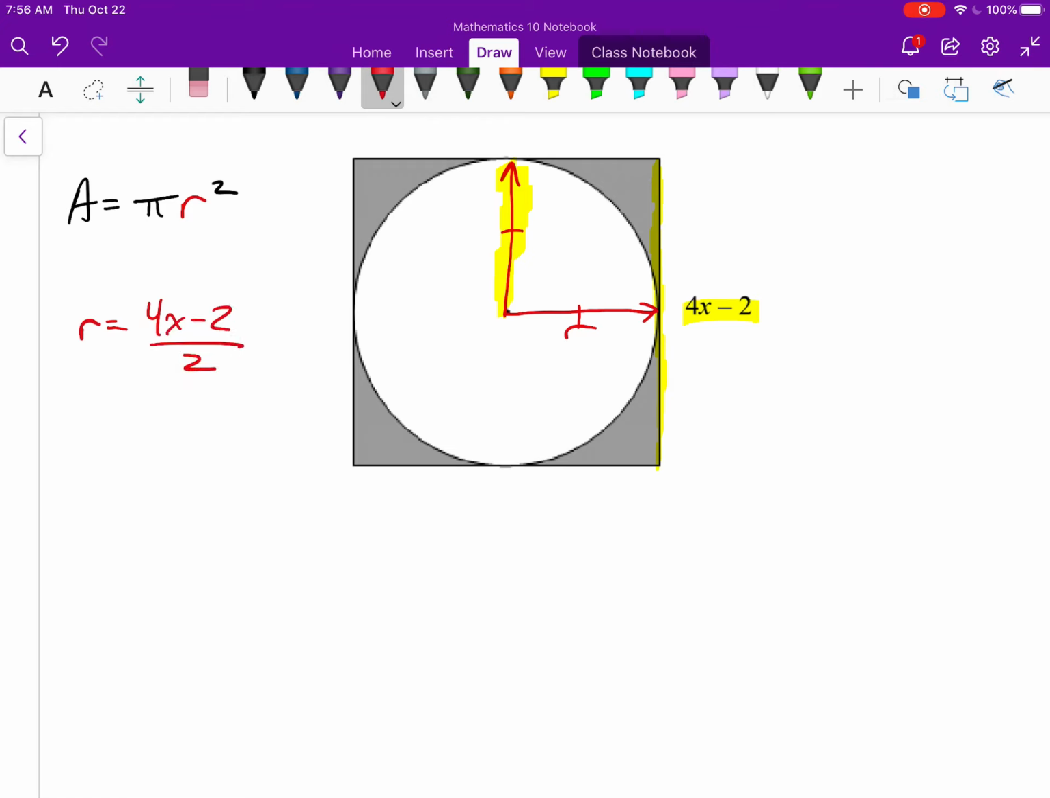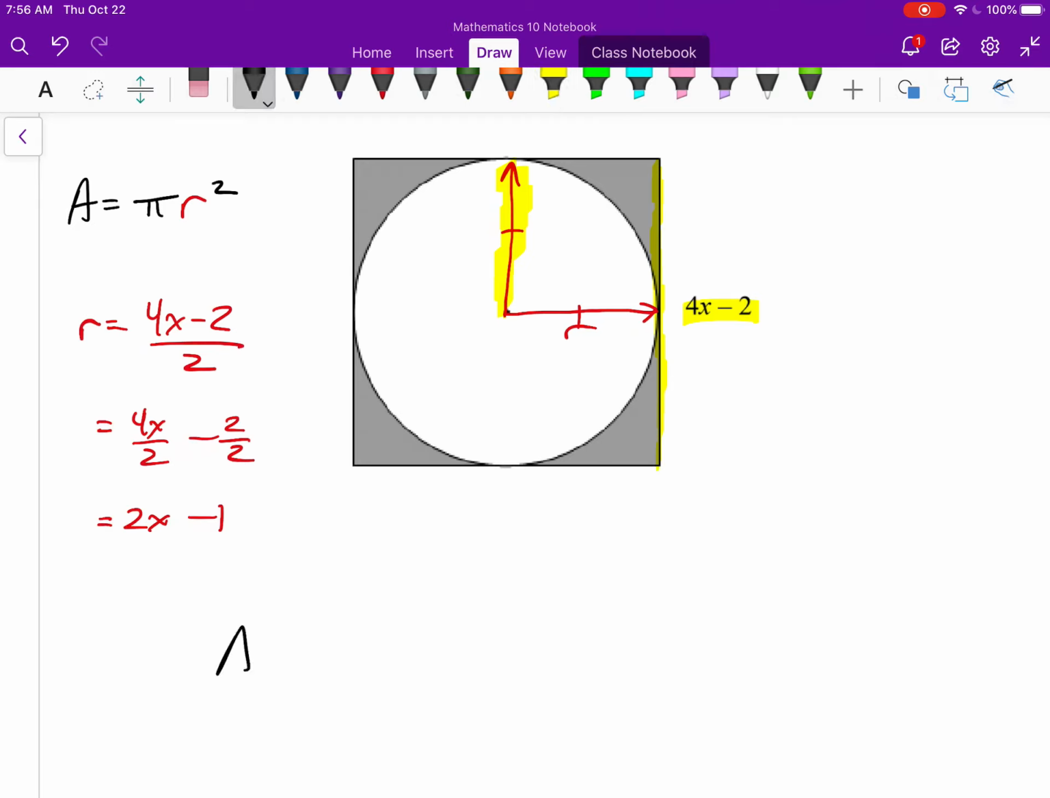And we reviewed this sort of stuff in the last lesson. I can just look at each of these terms separately divided by 2. I have 4x over 2 minus 2 over 2, which is 2x minus 1. So there's my radius. The radius of this circle is 2x minus 1. X can be some variety of numbers. With that said, now let's go to the area.